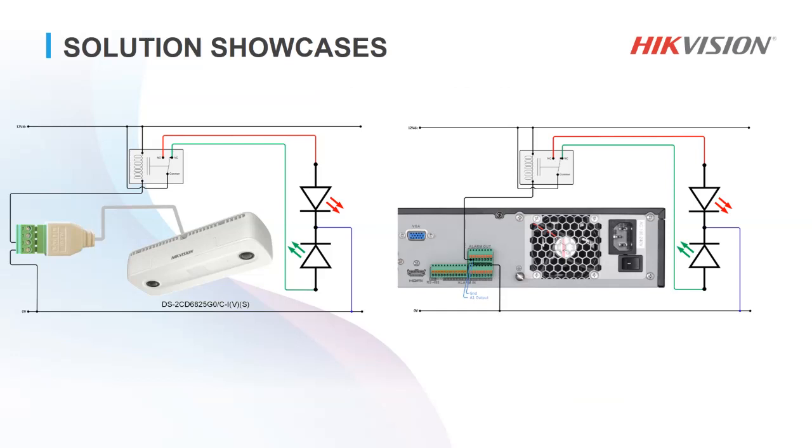This is just an example of how the traffic light system is wired on either the people counting camera or the back of an I-series NVR.